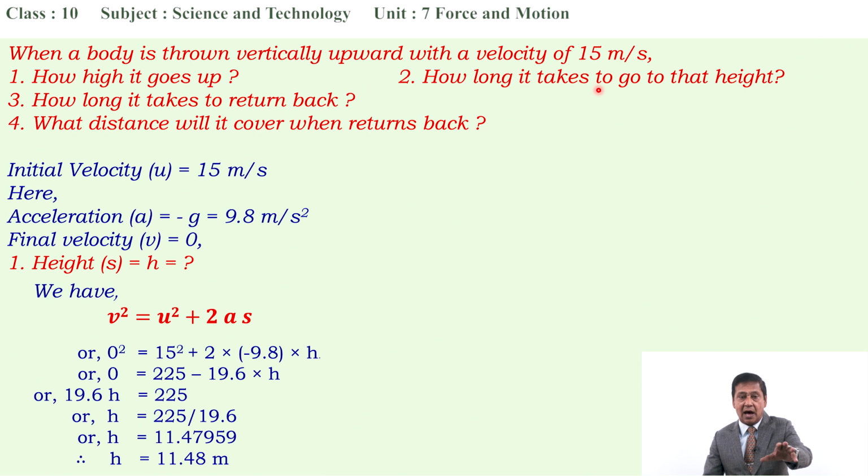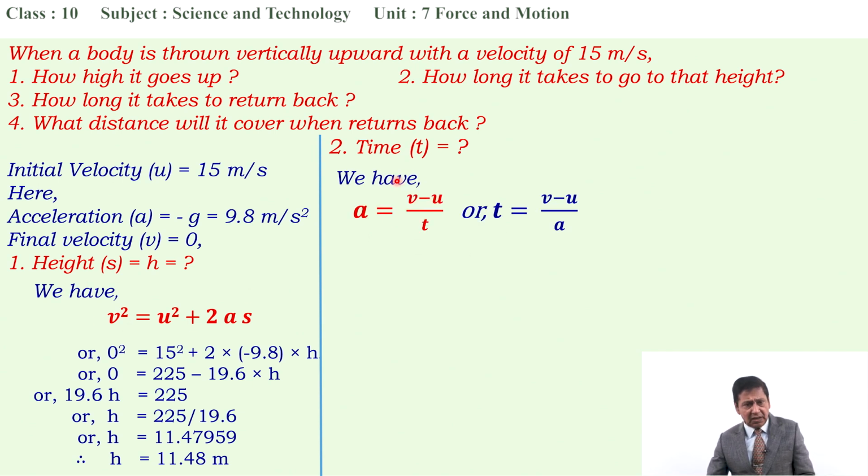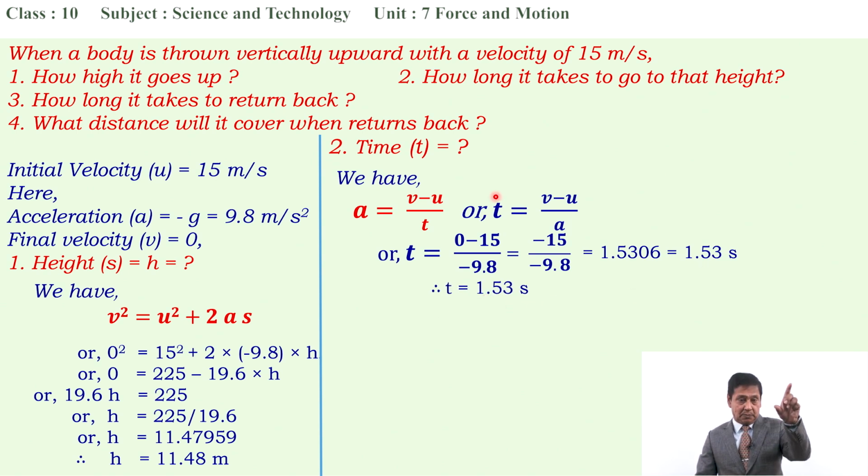Now the second question is how long it takes to go to that height. That can be calculated by using any of those equations, because including this height we have all the information. So we have a equal to v minus u by t, so t equal to v minus u by a. Taking the values, u we have, a we have. If we use a calculator, we get 1.5306. After the decimal point we take only 2 digits, so it takes 1.53 seconds to go to maximum height.